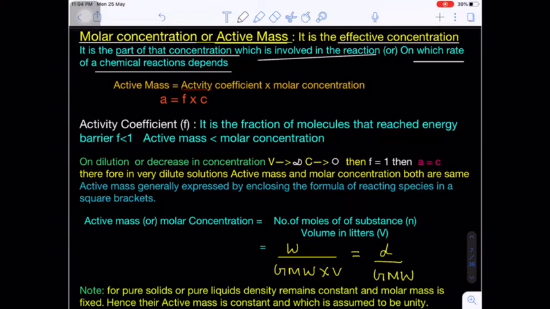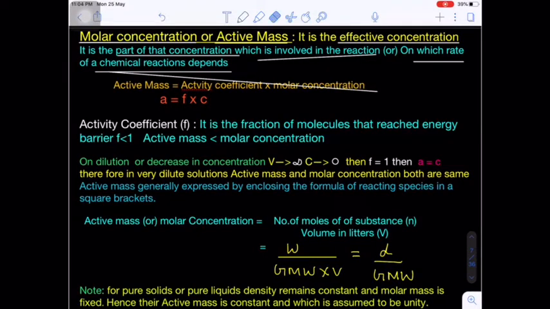In general, the rate of a reaction depends upon different factors like concentration, temperature, pressure, and catalyst. Among these parameters, concentration is one of the important parameters. The concentration on which the rate of reaction depends is known as the molar concentration or active mass. Now, there is a formula to calculate the active mass. Active mass is equal to what?